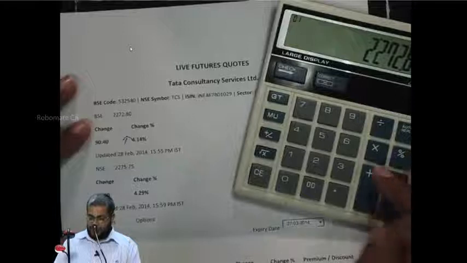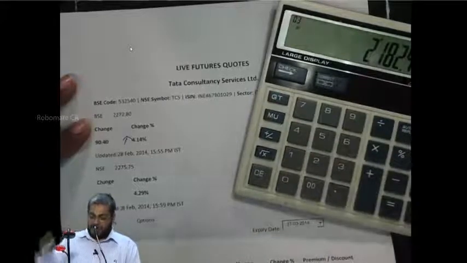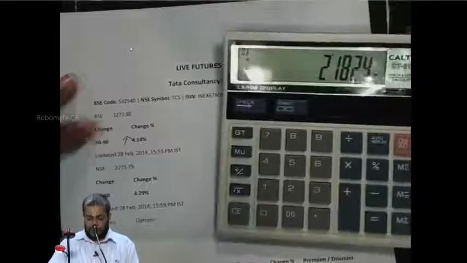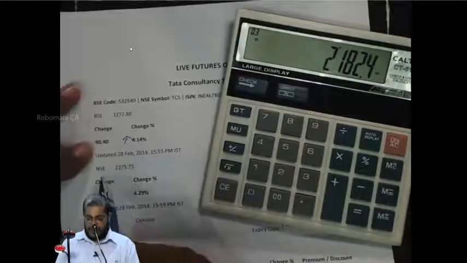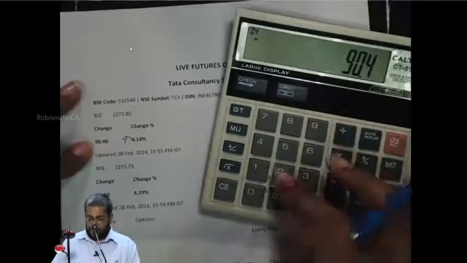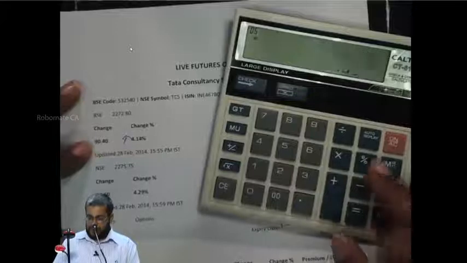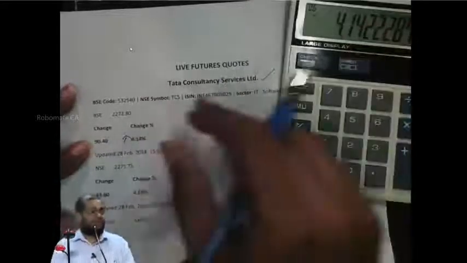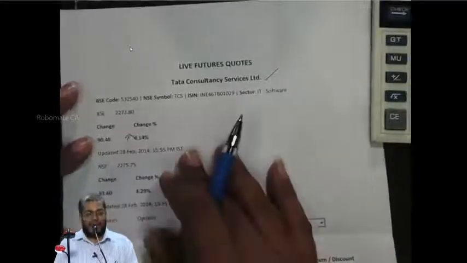Minus 90.4. Just to confirm, minus 90.4. Yesterday it closed at 2182.4. Now it closed at 2272.8. Yes or no? Now, you have 90.4 divided by 2182.4, which will give how much percent? 4.14% as the change. Like this, the change would have been calculated. Yes or no?